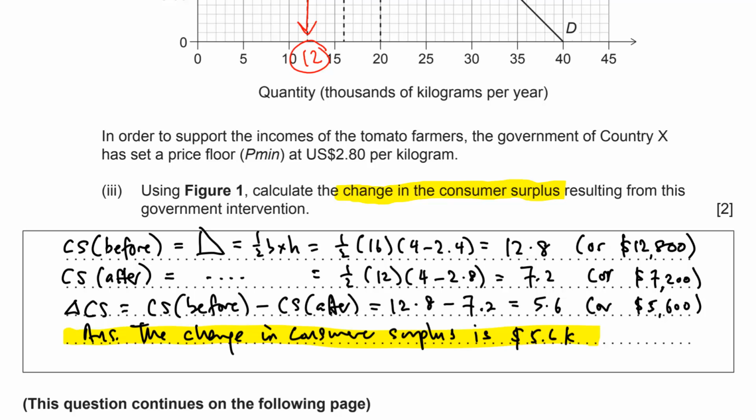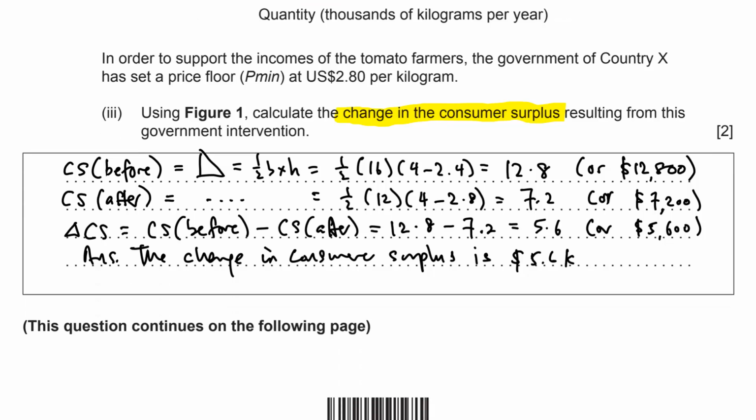So for a 2 mark question, you're probably going to get 1 mark for doing the consumer surplus before and after, and then probably another mark for doing the change. So it's always good to write a little sentence just to answer the question. You probably get maybe half a mark for writing out the actual sentence itself. Okay, so that's how we do part 3. Let's move on to the next bit, part 4.